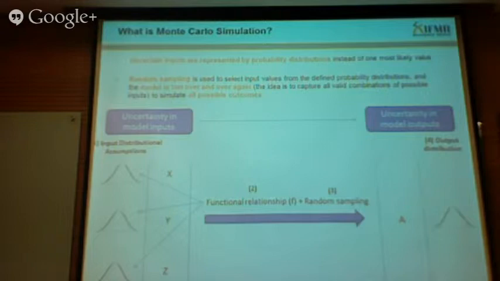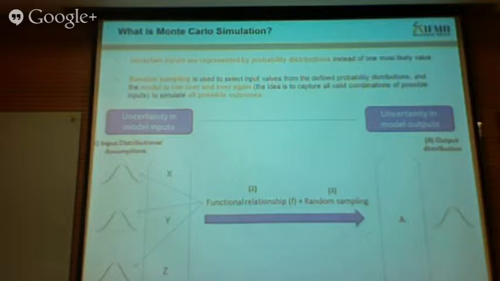simulation? It's a technique in which you characterize all your input variables, which are uncertain, by a probability distribution. Once you define a probability distribution, you use random sampling to pull different values for those inputs, run them through your functional relationship, and get different values for your output.